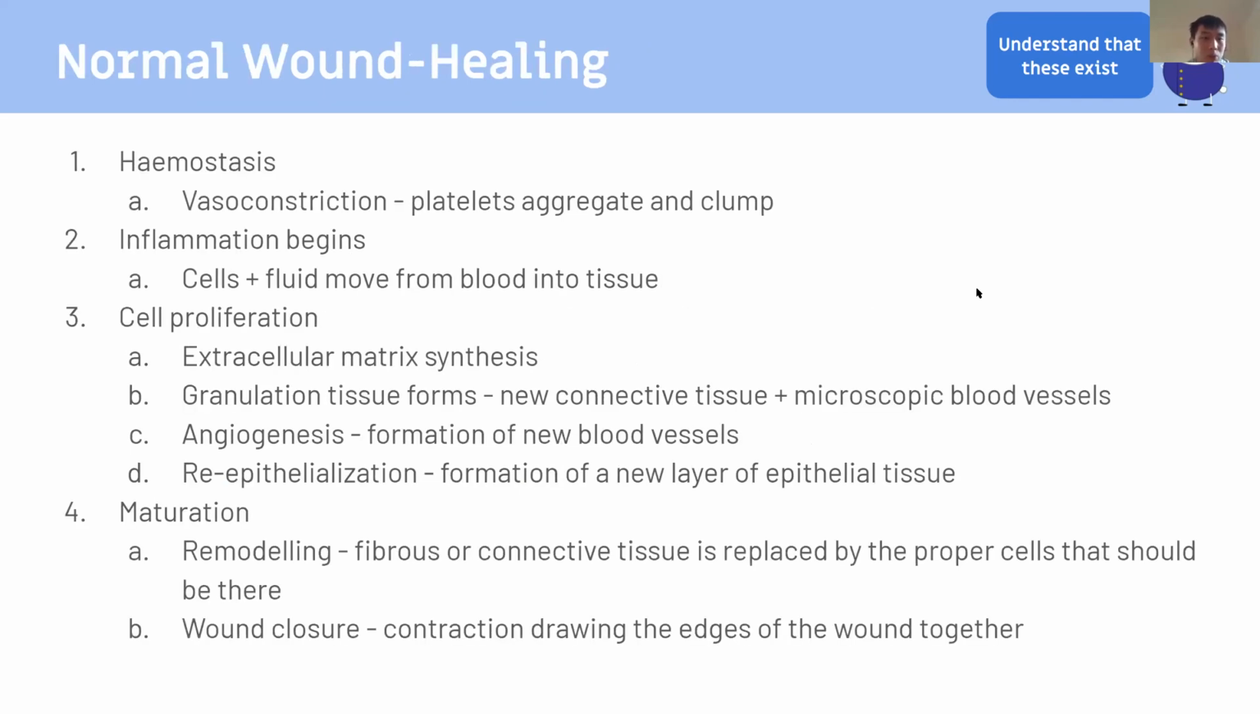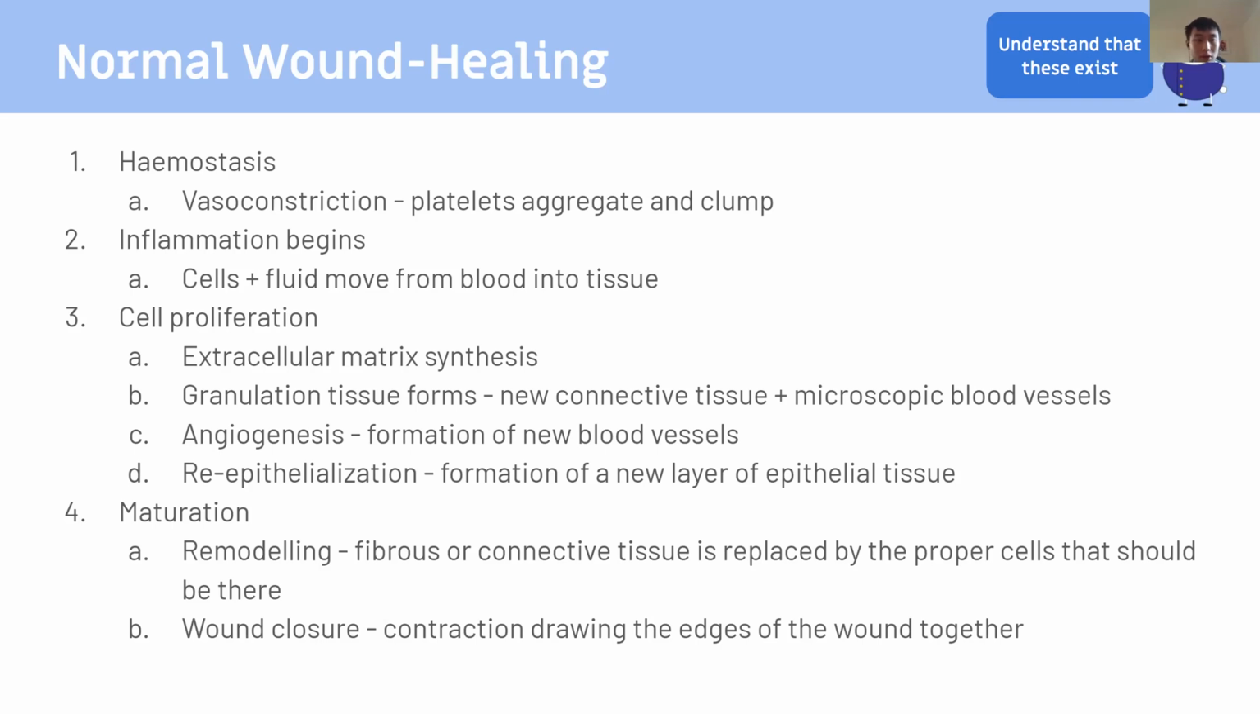So this is the normal wound healing process. What happens when you get injured is, first of all, there's hemostasis, which is basically blood clotting. There's vasoconstriction to stop the amount of blood being lost. And then your platelets will aggregate and clump, and then you get all of that blood clotting process that you've learned about, I think. And then you get inflammation, which you would also know about, where you basically get cells and fluid moving from the blood into the tissue.